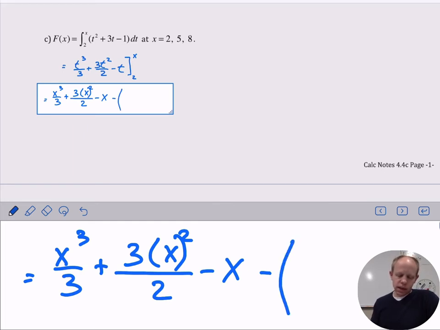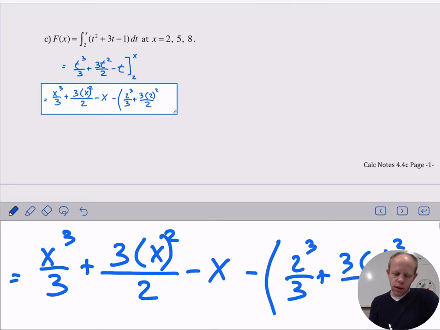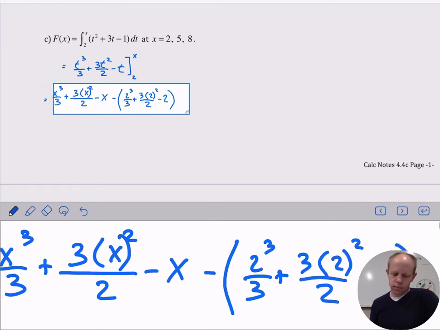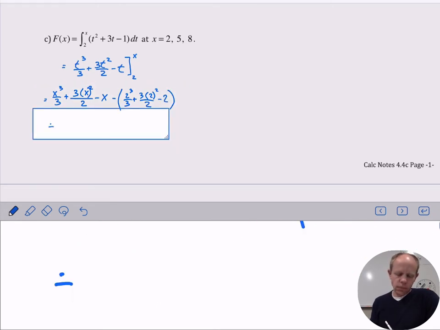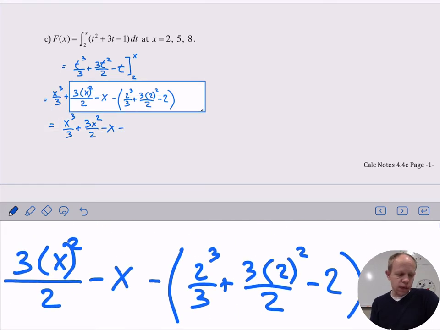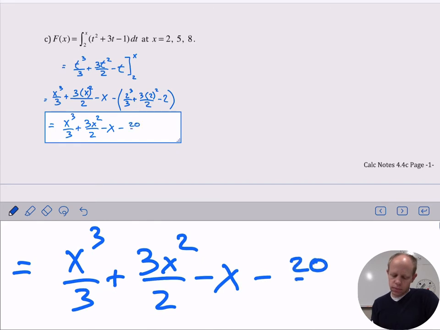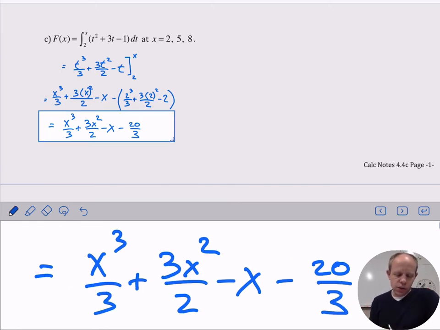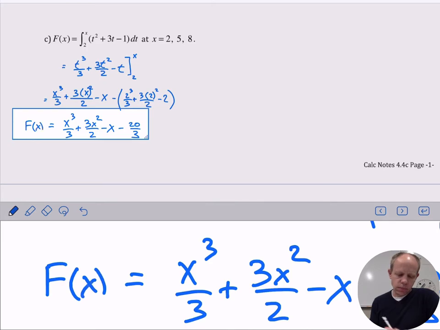Okay, and so in this case, it's going to be 2 cubed over 3 plus 3 times 2 squared over 2, and then minus 2. Okay, so we get x cubed over 3 plus 3x squared over 2 minus x minus, and this turns out to be 20/3. Now, one thing we can do with this is actually use a table of values.